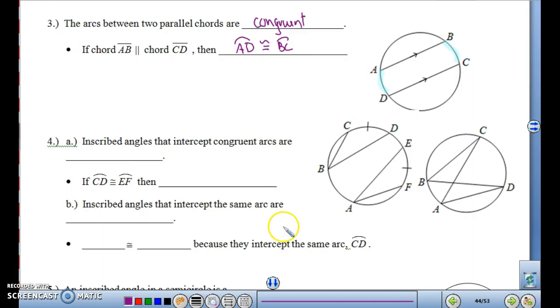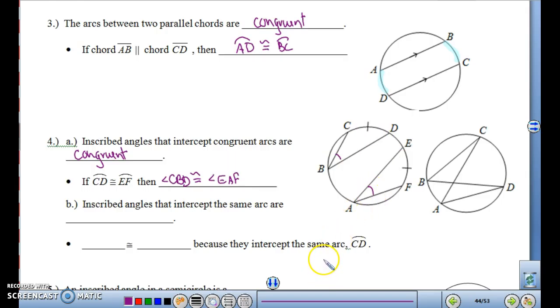Now let's look at inscribed angles. Inscribed angles that intercept congruent arcs are... Okay, so for example, right here we have angle CBD and angle EAF. They intercept arcs CD and EF, and CD and EF are congruent. Well, what does that tell me? The angles that intercept them are also going to be congruent. So if arc CD and arc EF are congruent, the angles that intercept them are congruent. Angle CBD will be congruent to angle EAF.